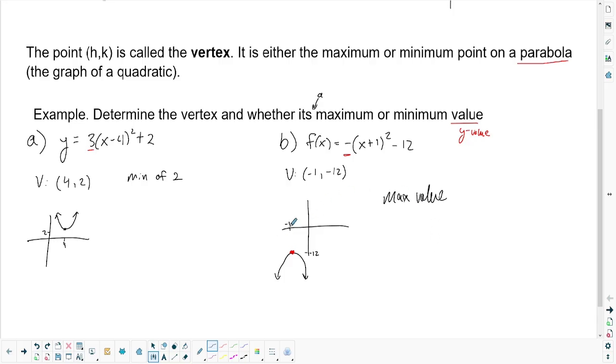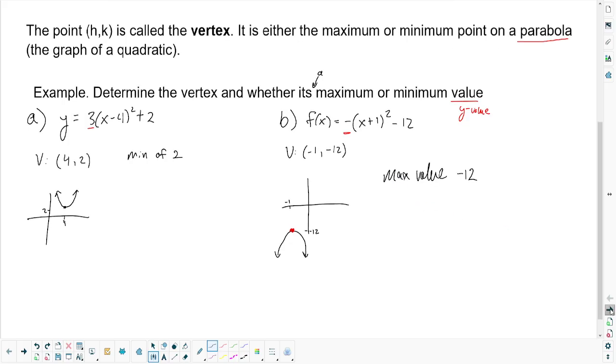And what is the lowest it's going for? The lowest it's going, or I guess the highest it's going, because it's the top of the graph. You're going to negative 12. So it is a maximum value of negative 12. Okay.